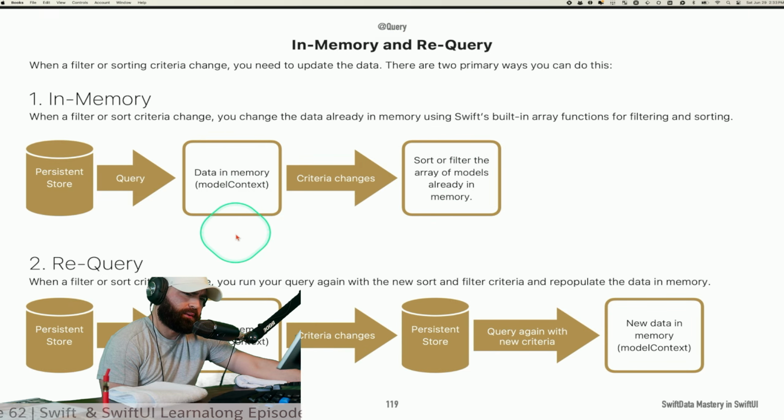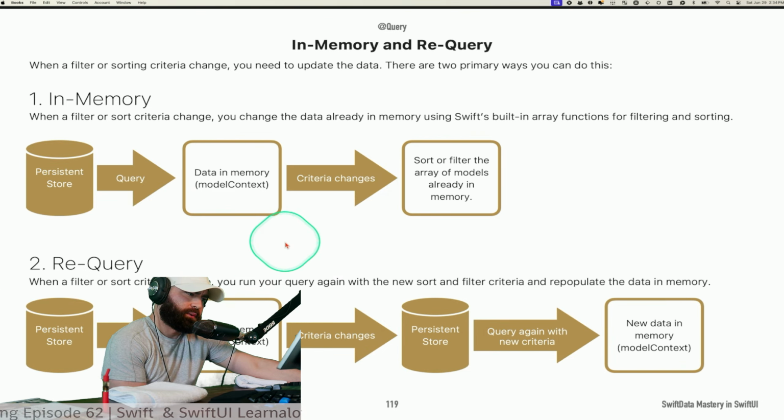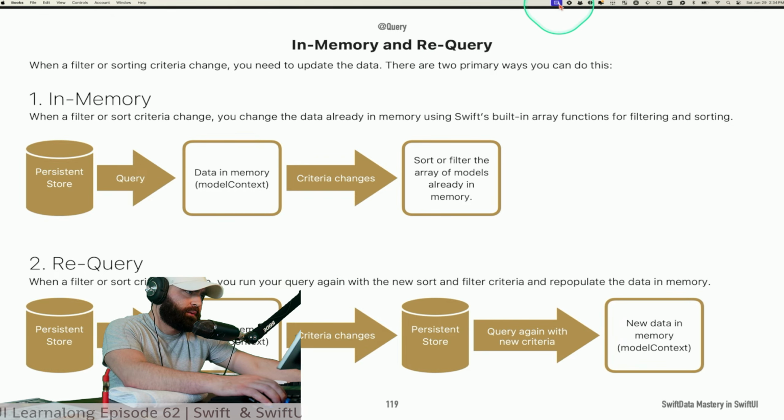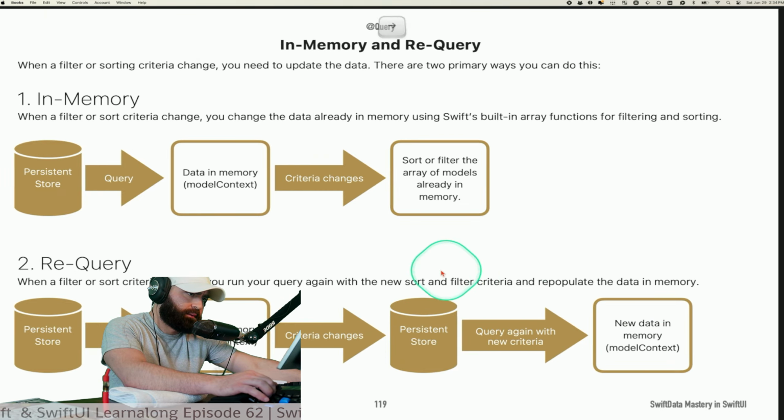And then requery: when a filter or sort criteria change, you run your query again with the new sort and filter criteria and repopulate the data in memory. In memory, yeah, okay. So when a filter or sort criteria change, you're also rerunning this whole thing instead of just applying it to what's in memory. Okay, makes sense. Query and model changes. Okay, yeah. So just a repeat process.